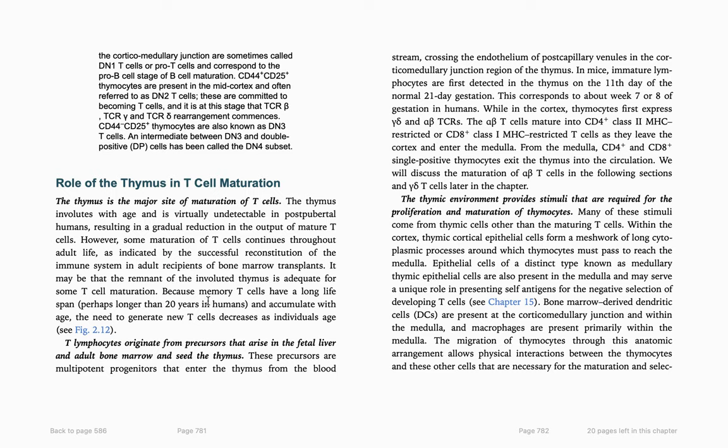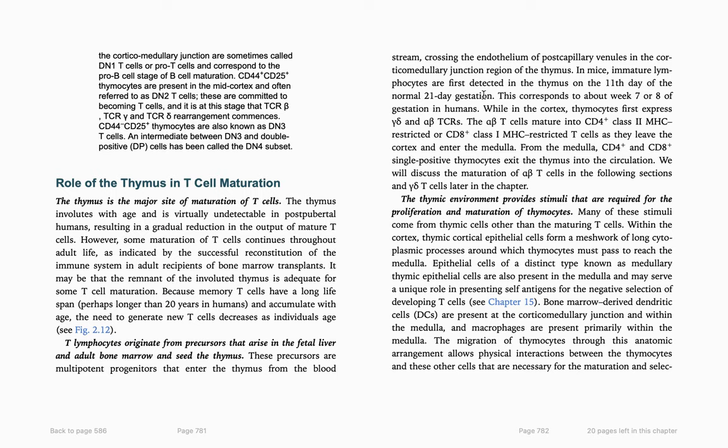Because memory T cells have a long lifespan, perhaps longer than 20 years in humans, and accumulate with age, the need to generate new T cells decreases as an individual ages. T lymphocytes originate from precursors that arise in the fetal liver and adult bone marrow and seed the thymus. These precursors are multipotent progenitors that enter the thymus from the bloodstream, crossing the endothelium of postcapillary venules in the corticomedullary junction region of the thymus.